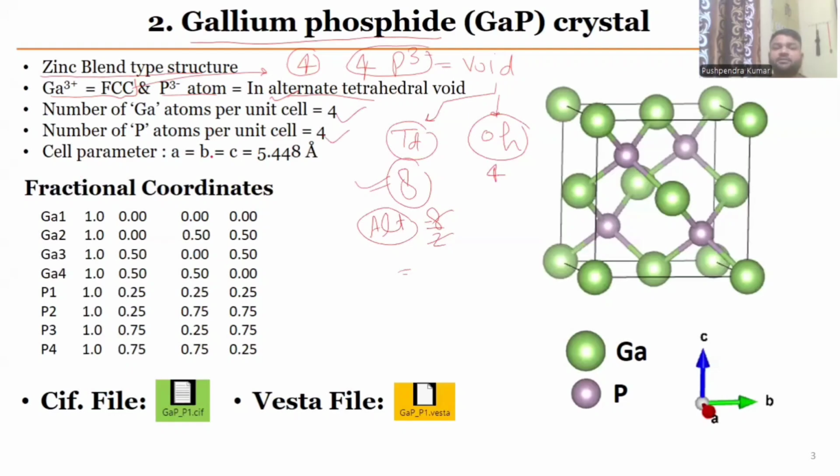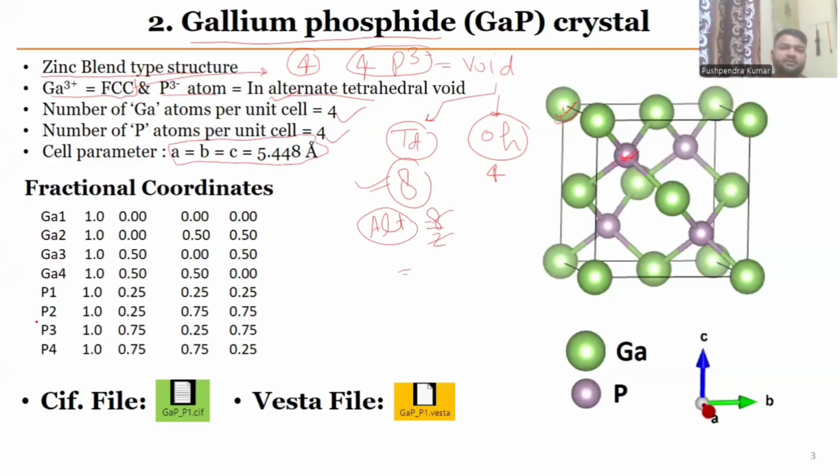The cell parameter for this crystal: since this is also a cubic unit cell, a equals b equals c, which is equal to 5.448 angstrom. This is the crystal structure. This is the gallium ion, and this is the phosphide ion, which is present in the alternate tetrahedral voids of the unit cell.